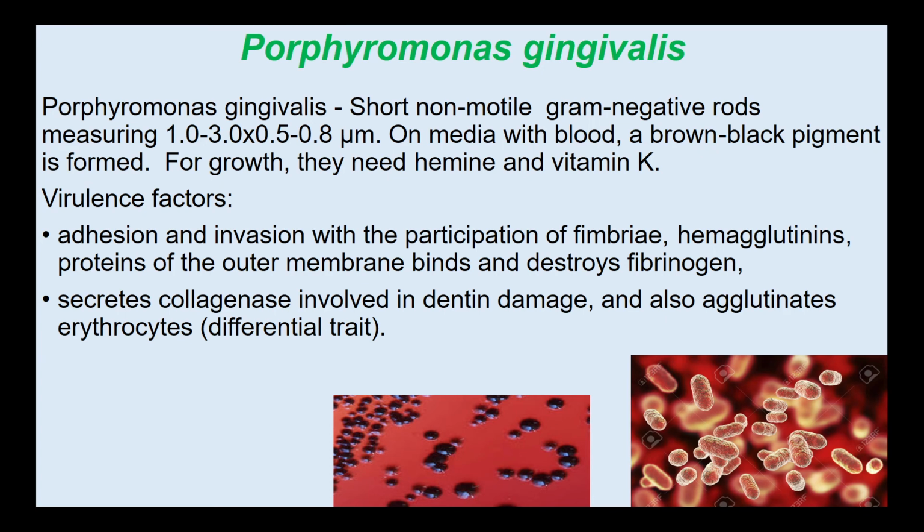Let us briefly characterize some of the causative agents. First we talk about Porphyromonas gingivalis. These are short, non-motile gram-negative rods, about 1.3 by 0.5 to 0.8 micrometers. A distinguishing feature of this bacteria on media with blood is the formation of brown-black pigmented colonies. Another distinguishing feature is growth only with blood, because it needs hemin and vitamin K. That's why we can see black colonies on the blood agar.